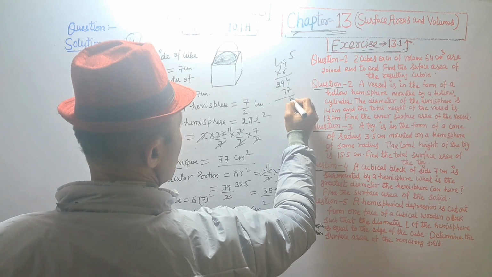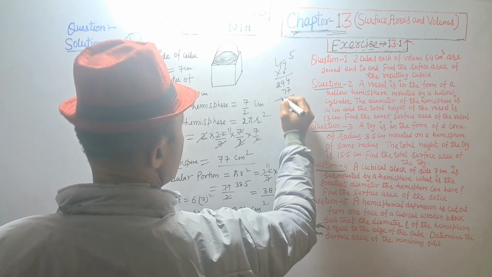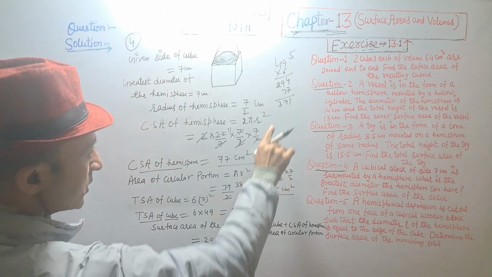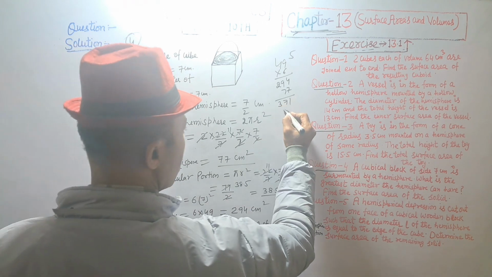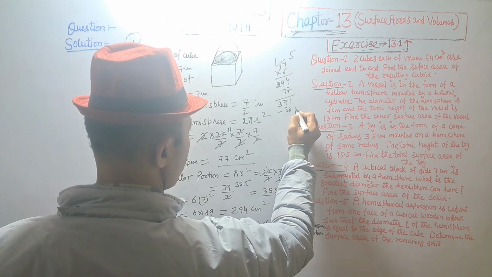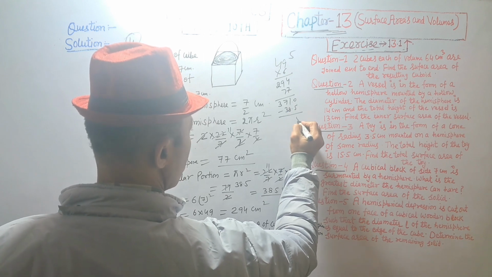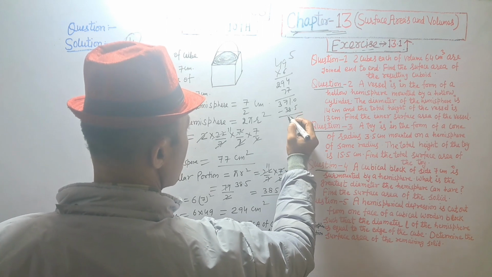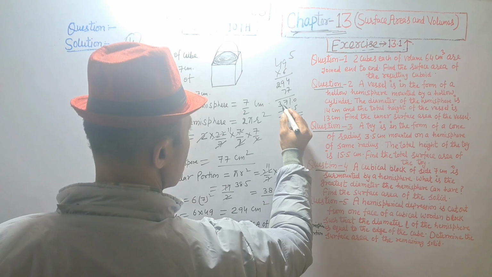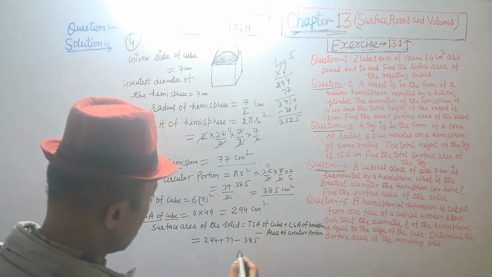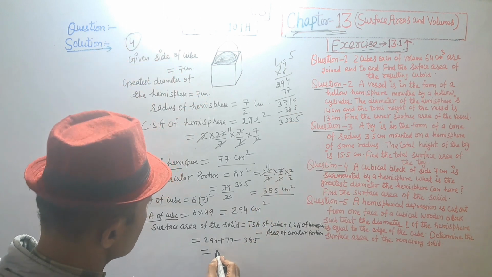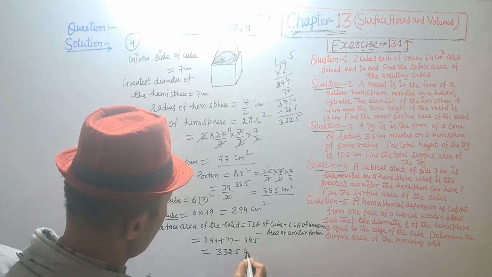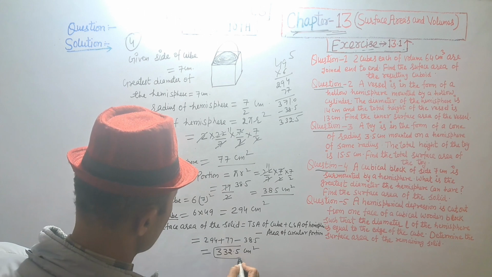294 plus 77: 7 4 11 17 3. Their sum is 371 and minus 38.5 is 332.5 centimeter square. Answer.